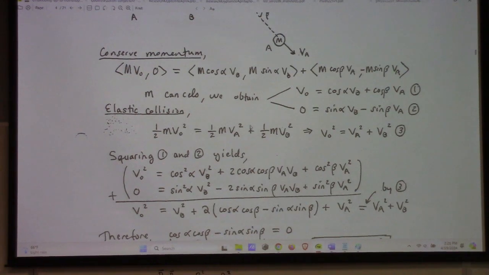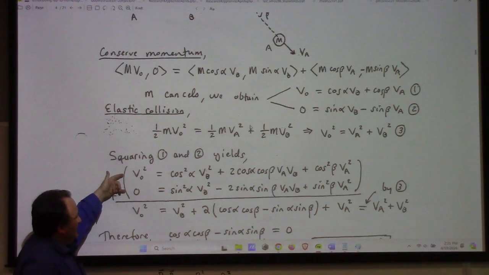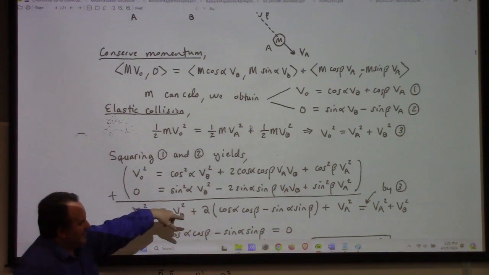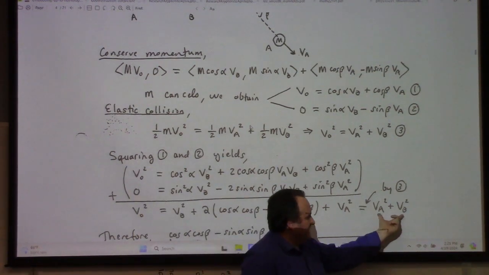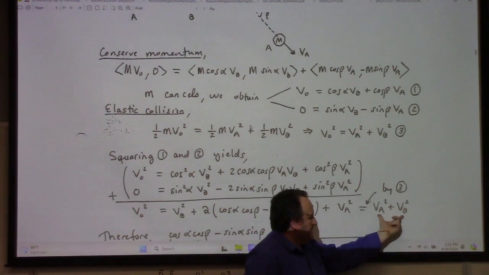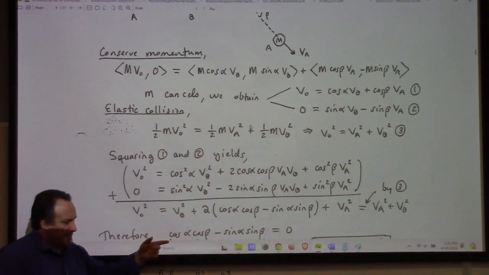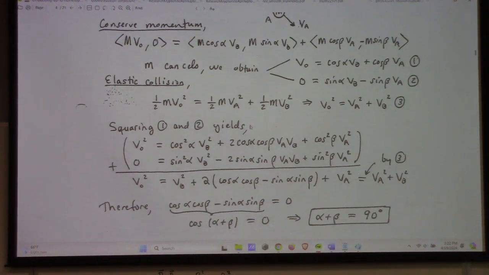Excuse me. So I squared the x component and the y component for momentum conservation. I added them. Cosine squared plus sine squared is 1. I use that twice. But on the other hand, I also have that V naught squared is equal to the sum of VA squared and VB squared from the conservation of kinetic energy. So then you can cancel, you get cosine cosine minus sine sine equal to 0, but you guys are well aware that that is cosine of alpha plus beta.